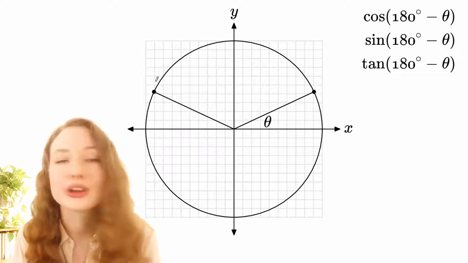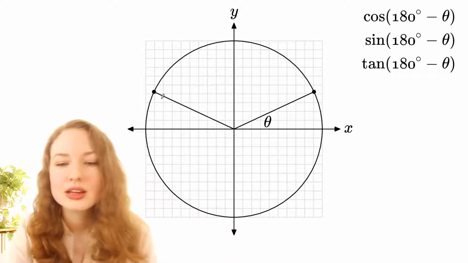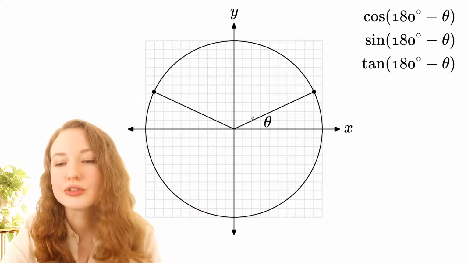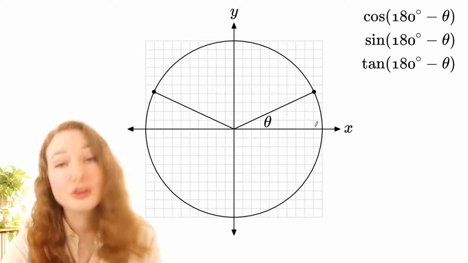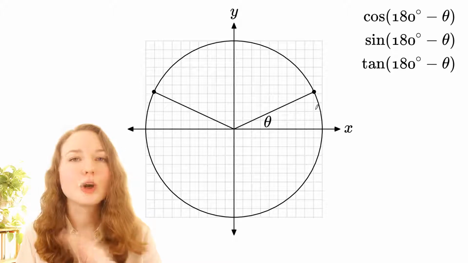And let's think about the cos and sine of that angle. So cos is the x-coordinate. You can see the x-coordinate here is about negative 0.9, and the cos of theta is a positive 0.9 approximately. So they're equal but opposite.